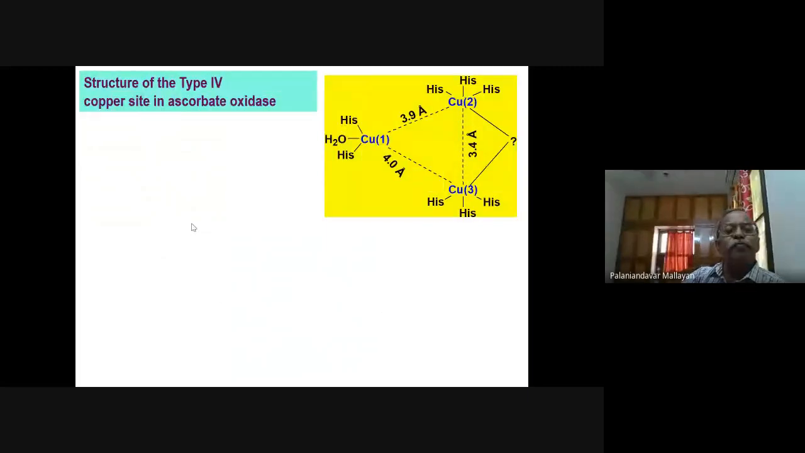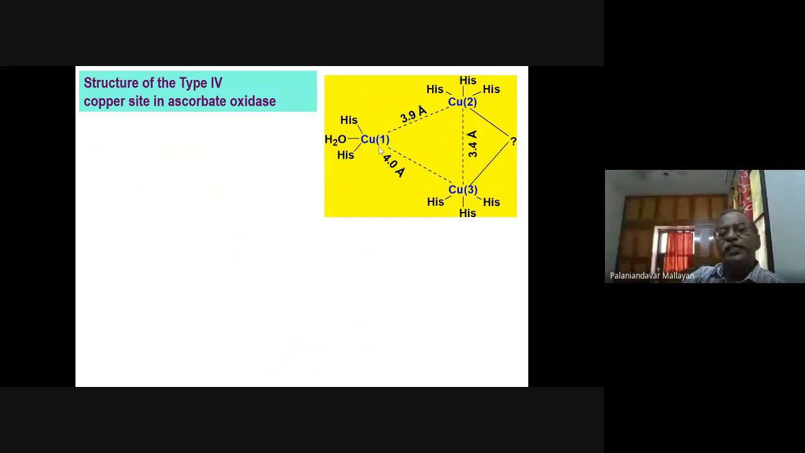So I mentioned the type 4 copper site that is there in ascorbate oxidase. I told you it will have more than one active site. It has a copper 1 site, a type 1 copper site. See, histidine, water like that. I'm sorry, this is the type 2 center. It's not type 1. It doesn't need any electrons for the reaction, the conversion of ascorbic acid to dehydroascorbate. So this is a type 2 site.